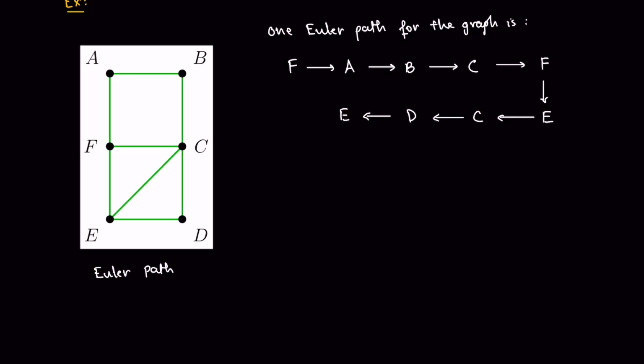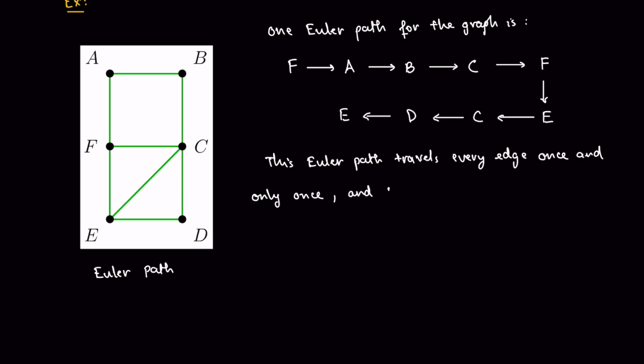I want to note that this Euler path travels every edge once and only once, and starts and ends at different vertices.